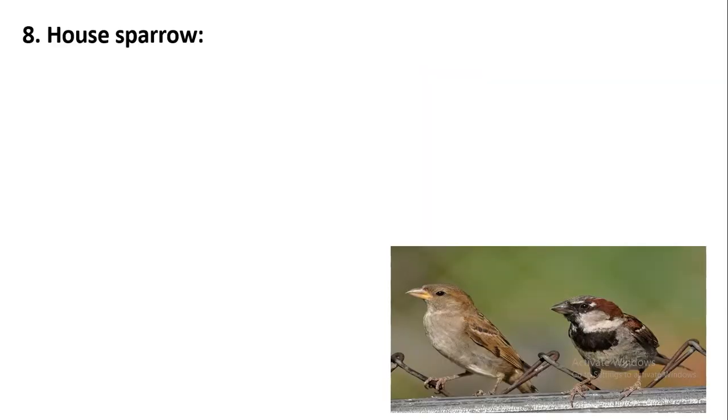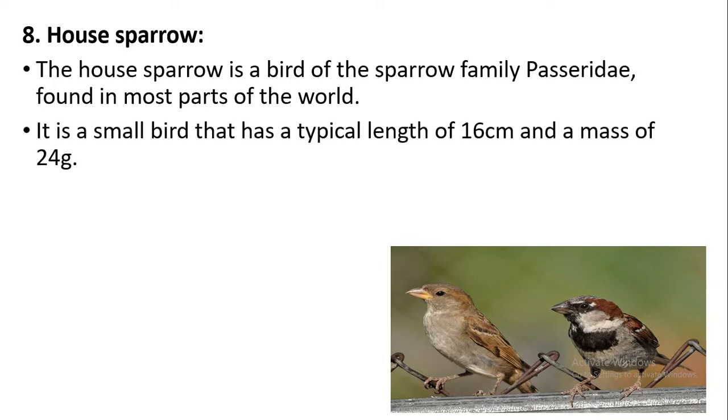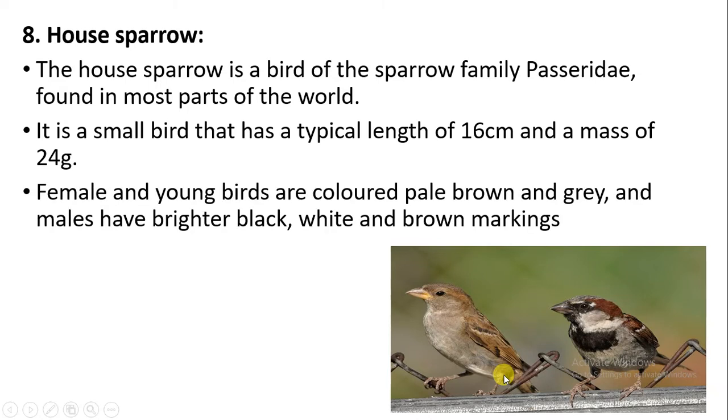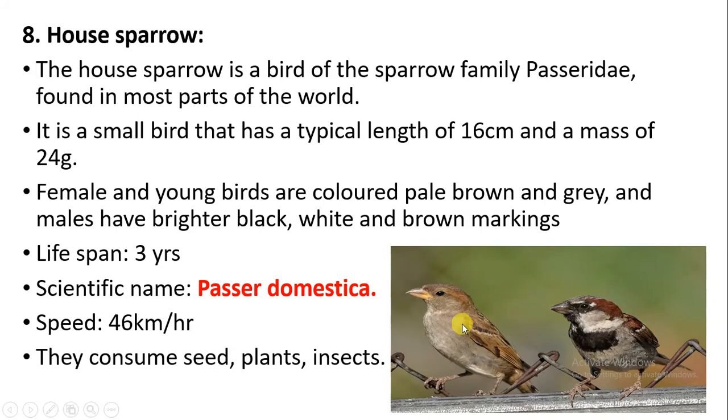Here, the next common bird is the house sparrow. It belongs to the family Passeridae. It is found in most parts of the world. It is a small bird with a typical length of about 16 centimeters and a mass of 24 grams. The female and young birds are colored pale brown and gray, and males have brighter black, white, and brown markings. Lifespan is 3 years. Scientific name is Passer domesticus, and speed is 46 kilometers per hour. They consume seeds, plants, and a number of insects.